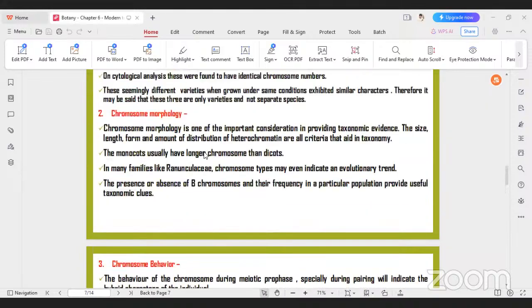Chromosome behavior. This is the chromosome morphology. What do you mean? Mainly chromosome morphology: size, length, and the distribution of heterochromatin. For example, the size of the cell and the size of the chromosome. There are variations in dicot and monocot also; broadly classified, monocots have longer chromosomes than dicots, right? And the presence of B chromosomes is also one of the criteria.